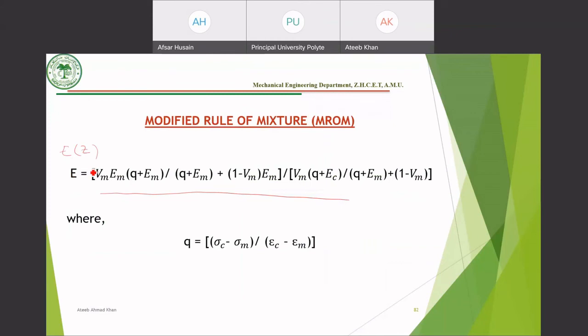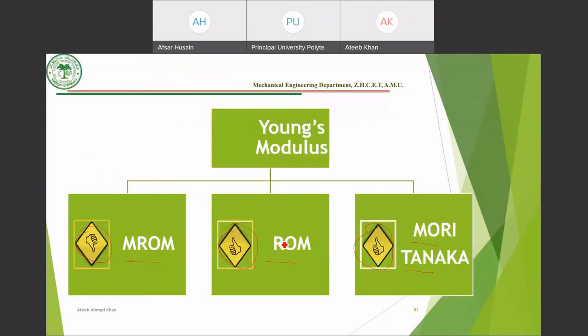E is your Young's modulus, obviously, where a factor of q is needed, where you need to perform experiments in order to get the stresses in the ceramic part, stresses in the metallic part, strain in the ceramic part, and strain in the metallic part. Since I have performed an analytical study, I couldn't perform the experiments, and that's why I couldn't use this modified rule of mixture, which is the reason for the thumbs down, nothing else. This is again a good method. It gives great results, but for me it is not useful because I could not perform the experiments.